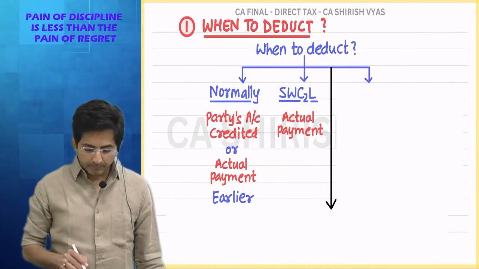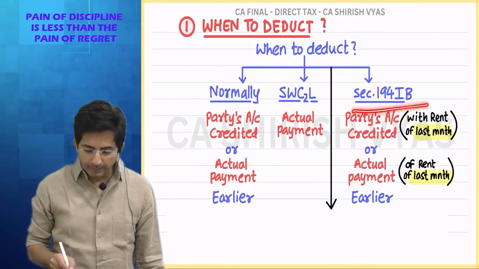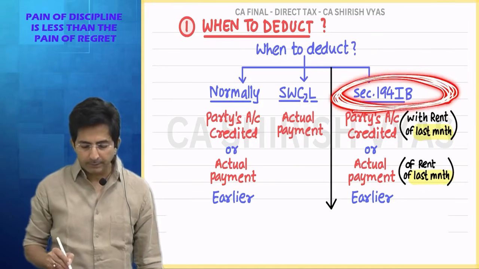Then one special point under 194IB. First tell me what is 194IB.